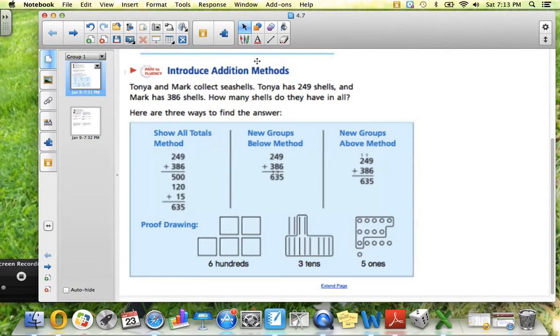All right, welcome to Unit 4, Lesson 7. We are going to discuss and apply multi-digit addition methods. So turn to page 229 in your SAB and we'll get started.